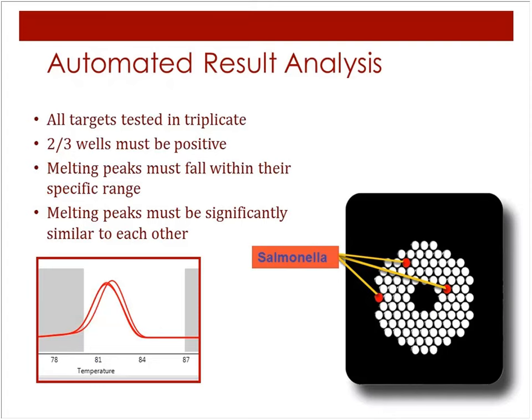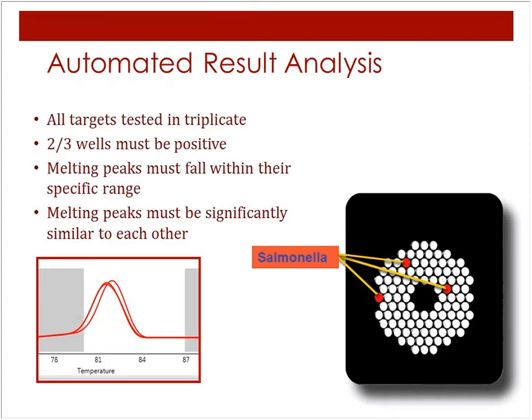Following the second PCR, the software performs an automated analysis where all the targets are tested in triplicate on the array, and two out of three replicate wells for a particular assay must be positive in order for the target to be considered a true positive. A well is considered positive if the DNA melt peak falls within an analyte-specific range, and the melt peaks must also be similar to each other in shape and position.